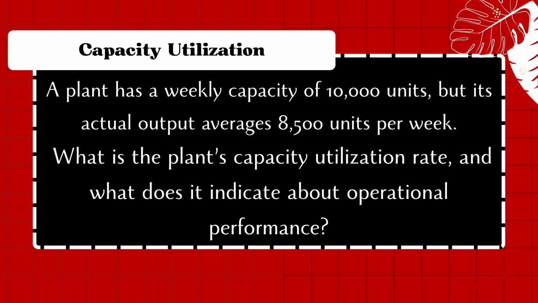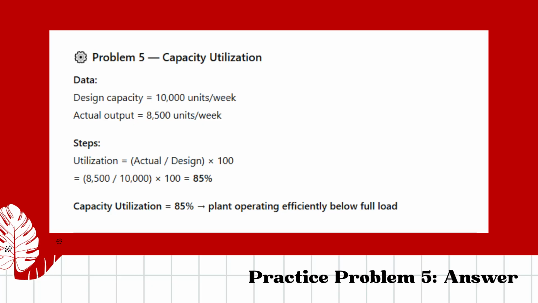Problem 5. Capacity utilization. A production plant can make up to 10,000 units per week when running at full capacity. However, on average, it actually produces about 8,500 units each week. We want to find the plant's capacity utilization rate and discuss what that number says about how efficiently the plant is operating.